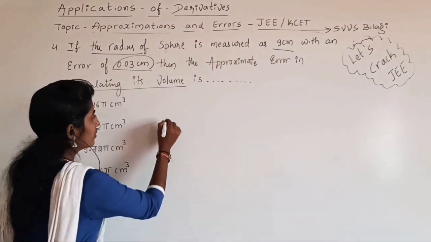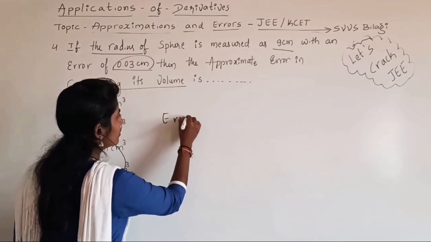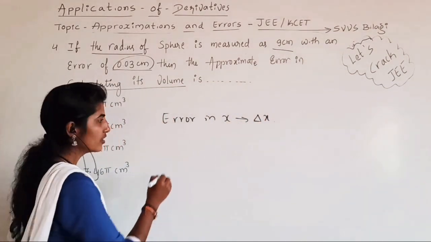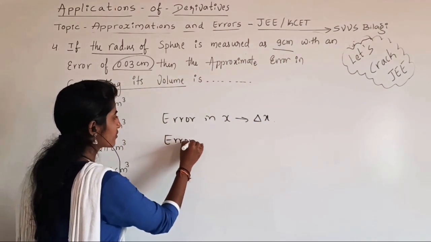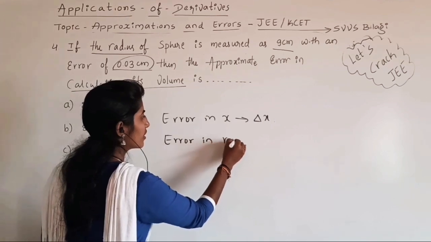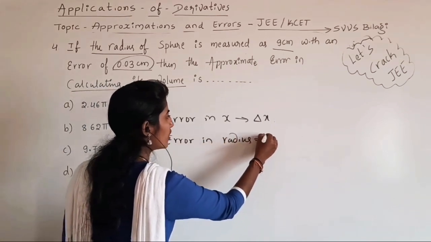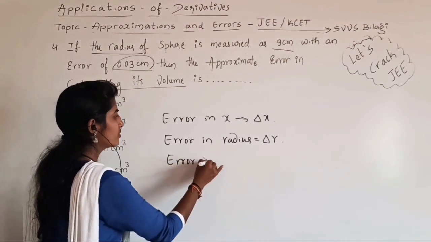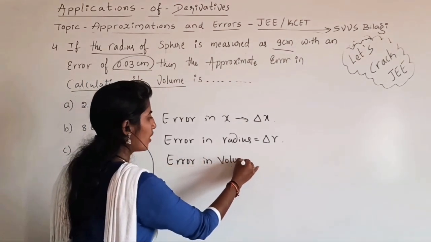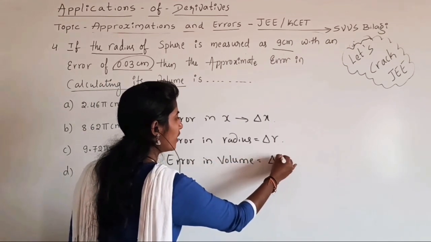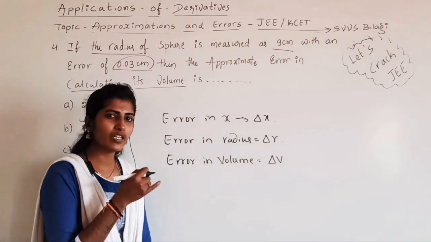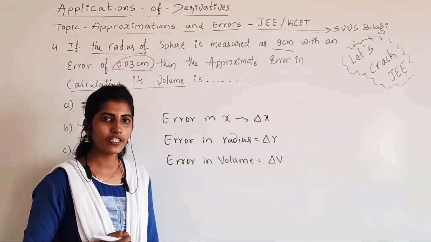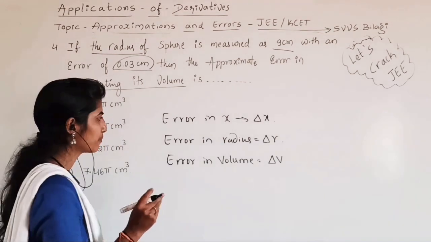We know that error in x is given by delta x. Therefore, error in radius is given by delta r. Similarly, error in value is given by delta v. Delta v is nothing but a very small error in the value. So, how to crack this question? Let me tell you here.